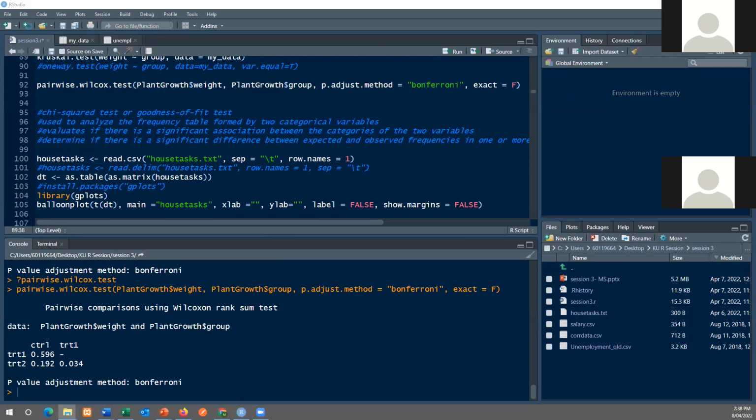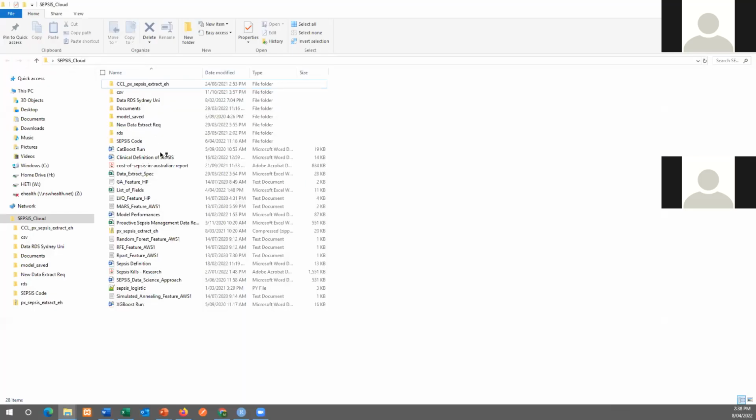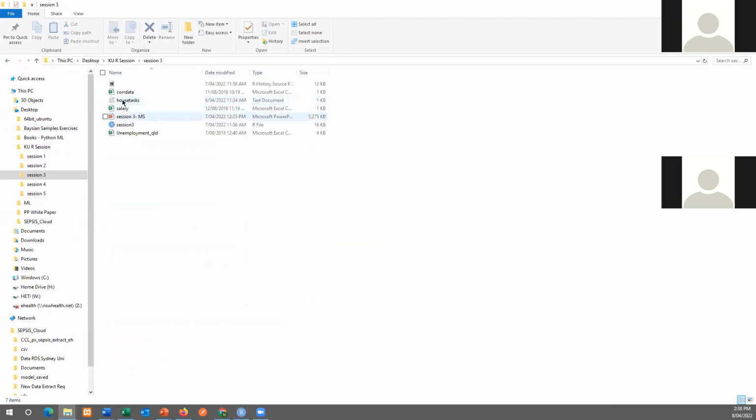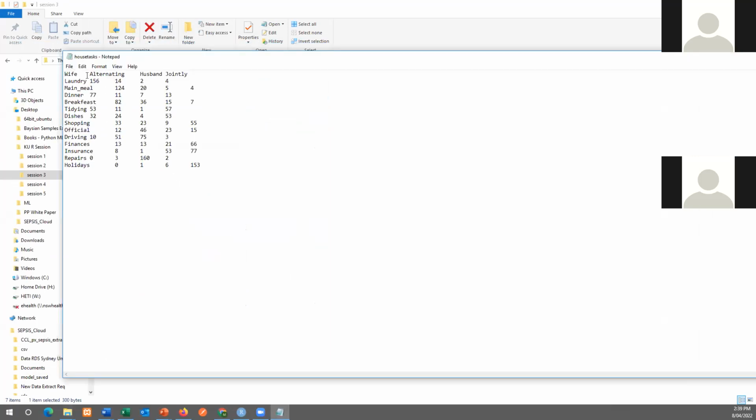I think I have kept my folder here. Okay, just open the text file. If I go to desktop, session 3, then this is house tasks text. So this is what the text file looks like, okay? And it is separated by tab. If it is tab separated, there is no comma between the values, okay? So that's the format of my data set.